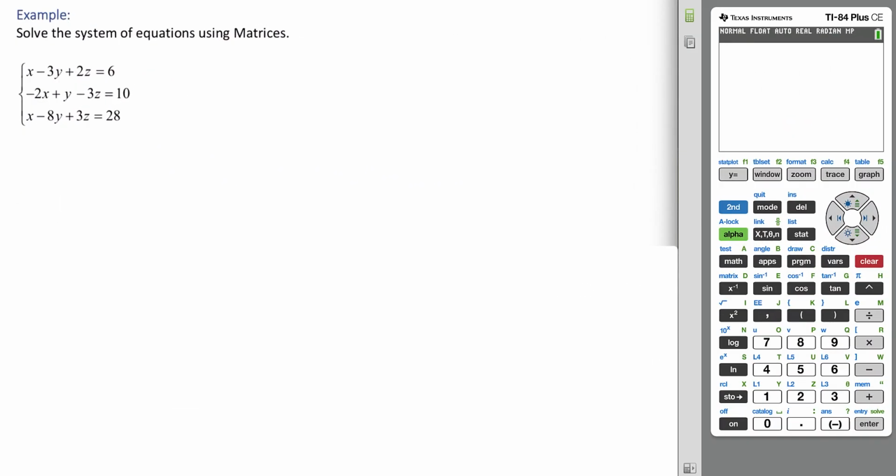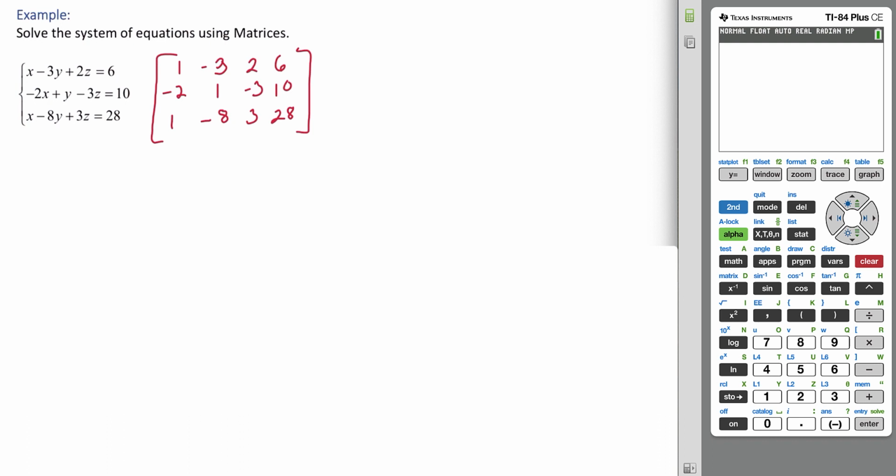Solve the system of equations using matrices. We'll start by creating the augmented matrix: 1, -3, 2, 6, -2, 1, -3, 10, 1, -8, 3, 28.